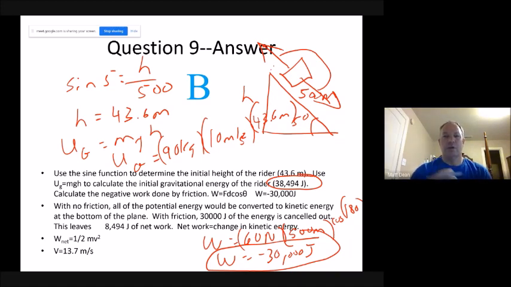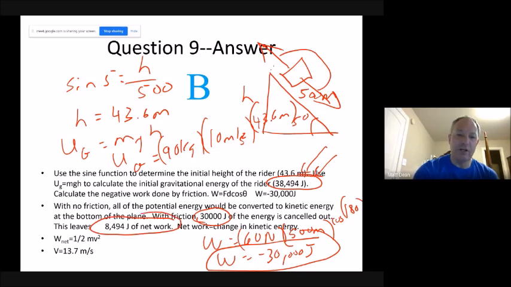Here's the deal. If there was no friction, all of the potential energy that we started with, all 38,494 joules, would be converted to kinetic energy at the bottom of the plane. With friction, though, 30,000 joules of that gets canceled out. It gets converted to heat. So 30,000 joules is wasted, turned to heat. What's left is 8,494 joules.